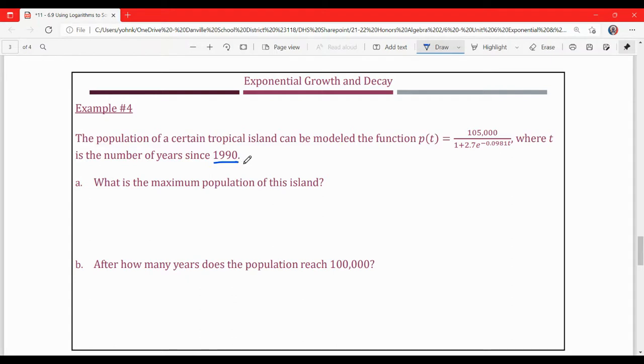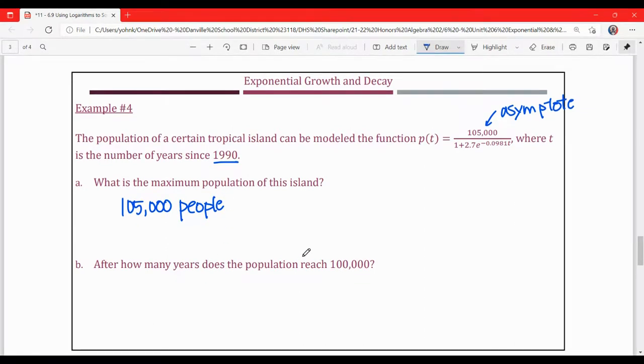Well, the maximum population is going to be like your asymptote of the function. And if I were to graph this logistic function, the asymptote is going to be wherever the numerator's number is. That's going to be the high point. And then it's going to go down from there because every time I divide by a number, my answer is going to get smaller, which means the maximum is the asymptote. So 105,000 people is your maximum.